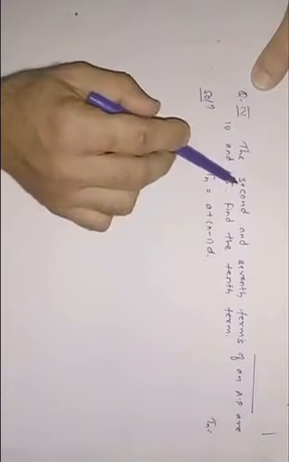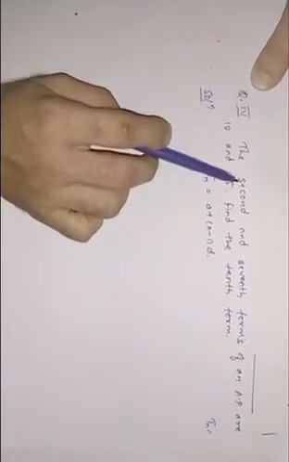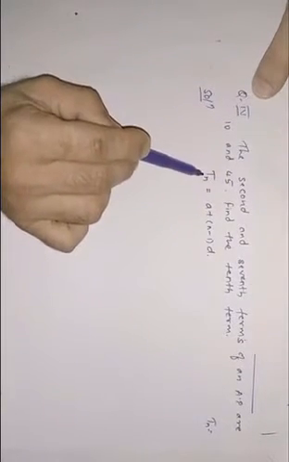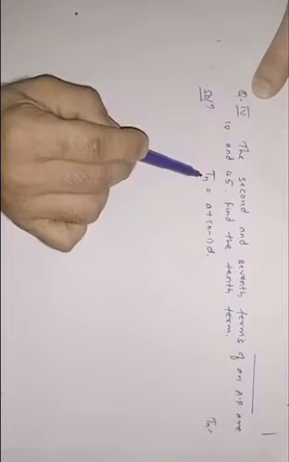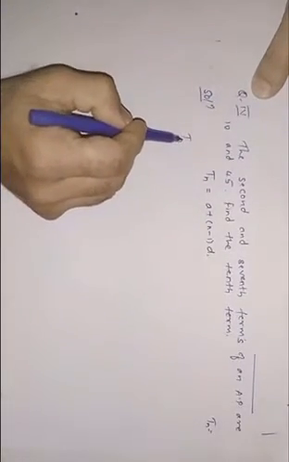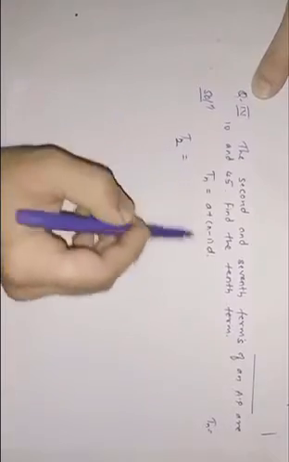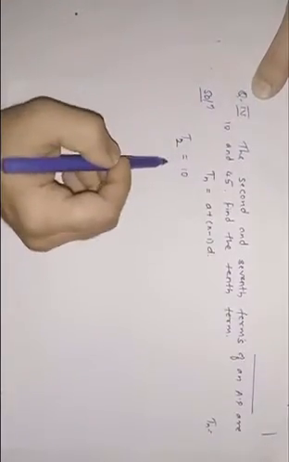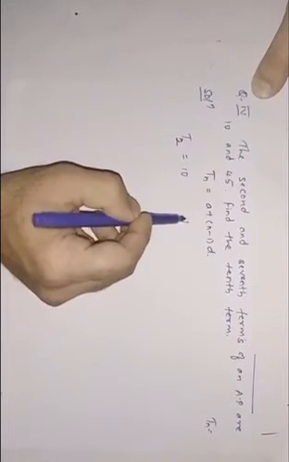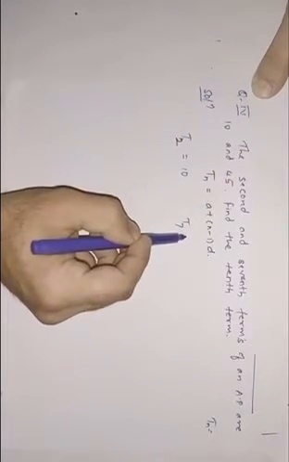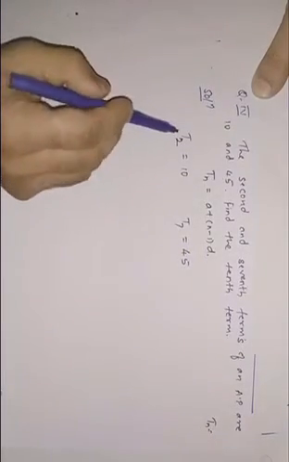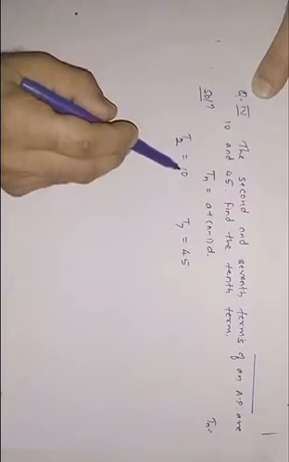Now second term and seventh term. So what is the meaning of second term? Second term means T2, so the second term is given by T2, that is equal to 10, and the seventh term they have given as 45. So I'll write T7 is equal to 45, and T2 is equal to 10.